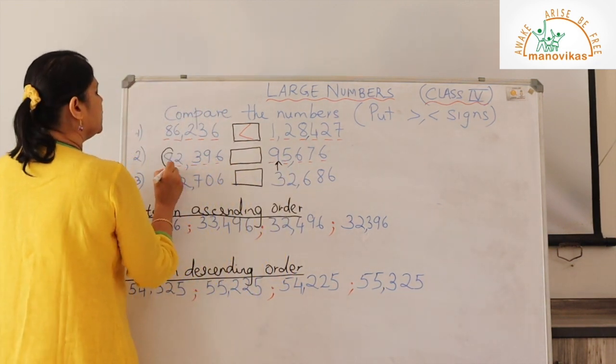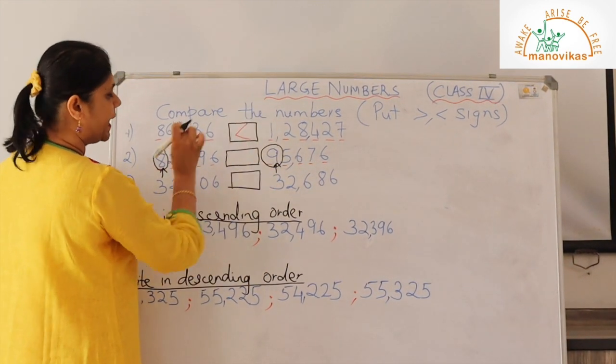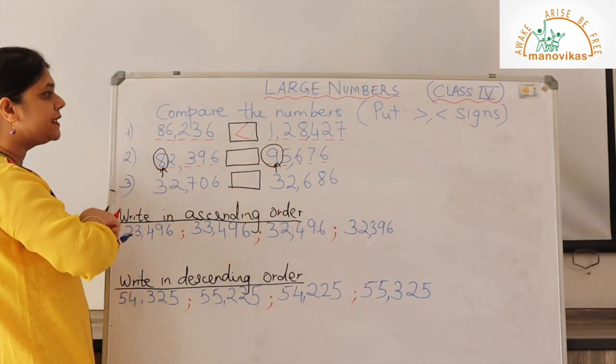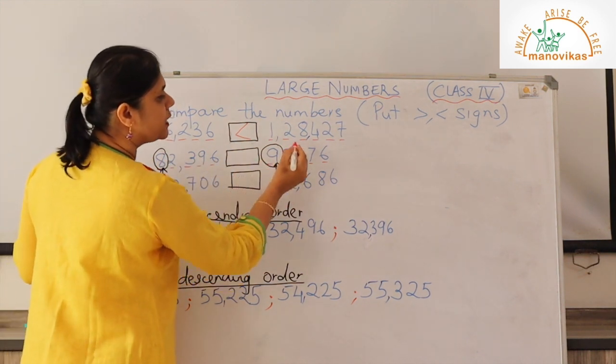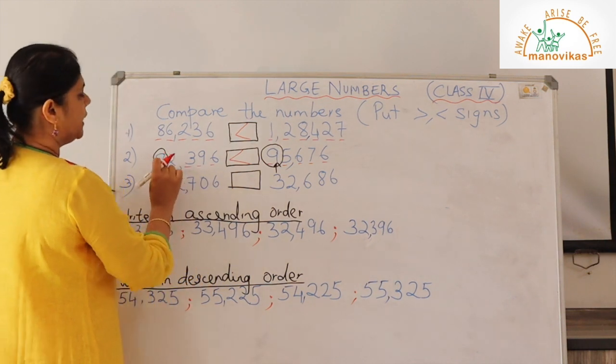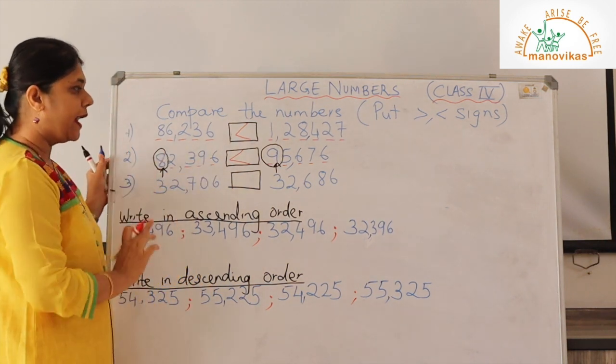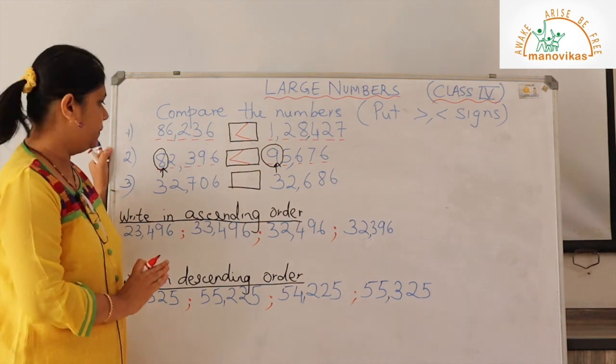So since 9 is greater than 8, we can easily say that 95,676 is greater than 82,396. Now look at the third example.